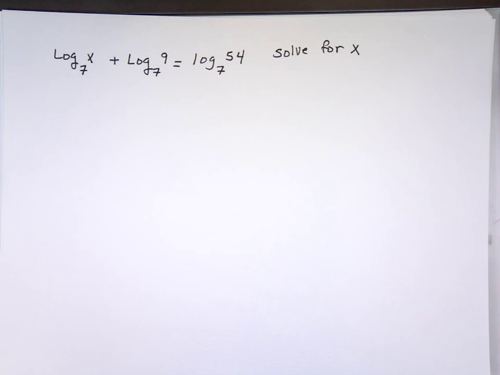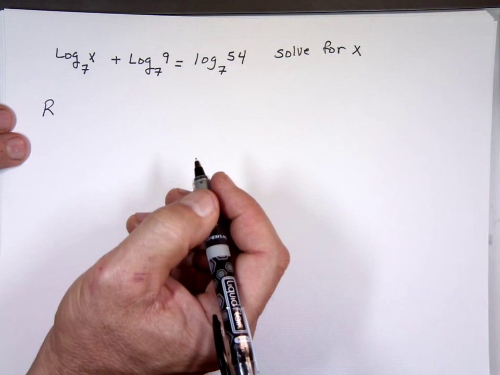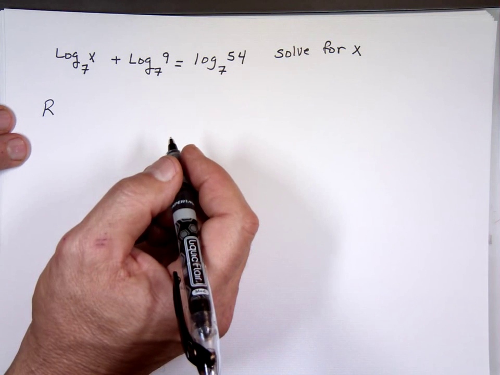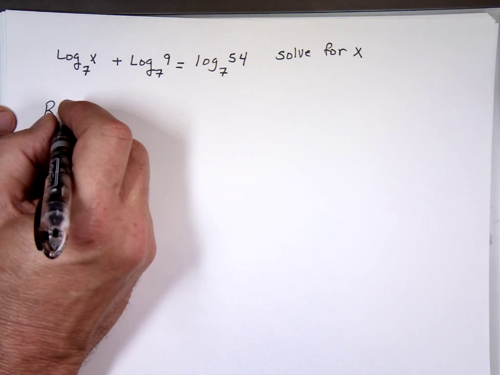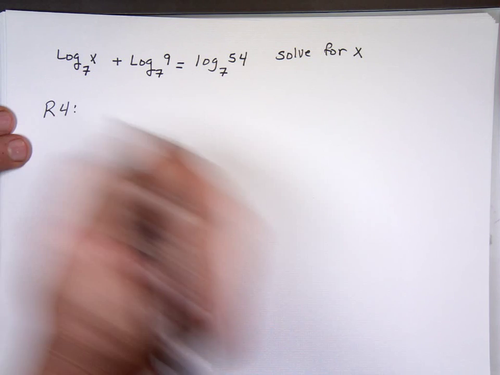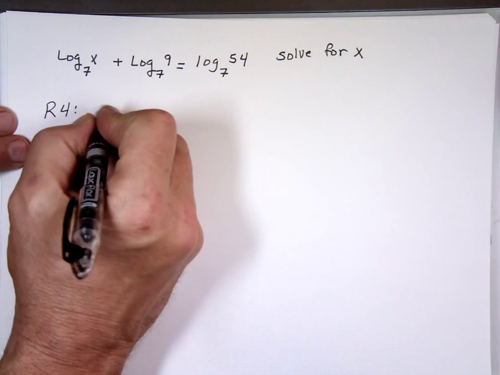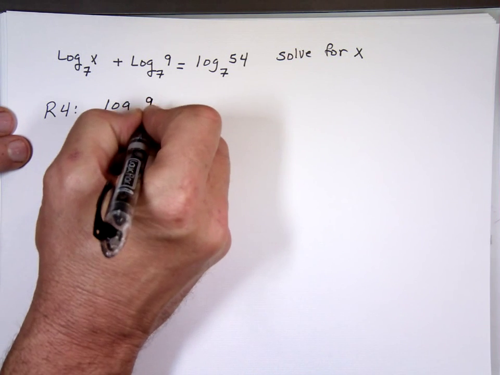What can we do? What rule? Power? Isn't it 4? Yes. When you have addition, it used to be multiplication. I know what you meant, 9x. So you can write this as log base 7 of 9 times x.